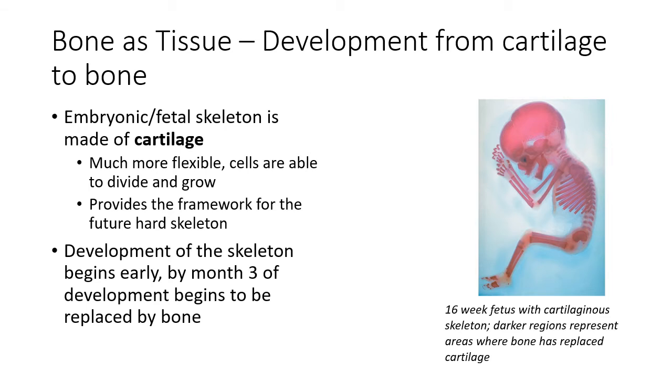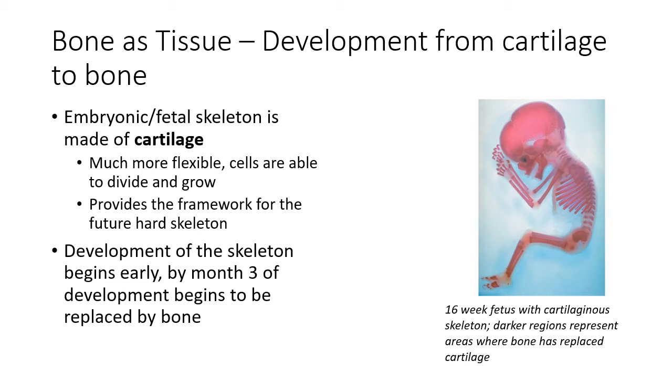Contrary to what we might think, we think of our skeleton as this hard, rigid structure that's really strong and hard to break. It actually wasn't always that way. Early in all of our lives, we had a skeleton that was made completely of cartilage. So the embryonic or fetal skeleton is actually made not of bone, but of cartilage.